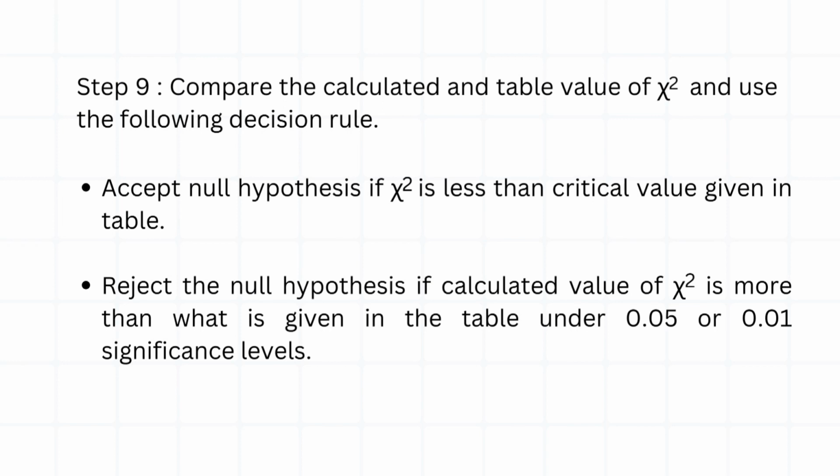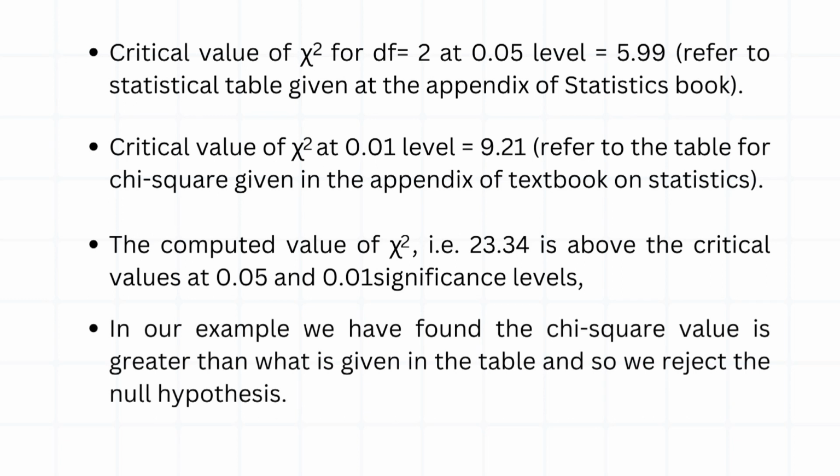So, here the critical value of chi square for DF 2 at the 0.05 level, if we refer to the statistics table of chi square, would be 5.99. So, refer to the statistical table given at the appendix of a statistics book, and this would be the value of 5.99, and at the 0.01 level the value would be 9.21.